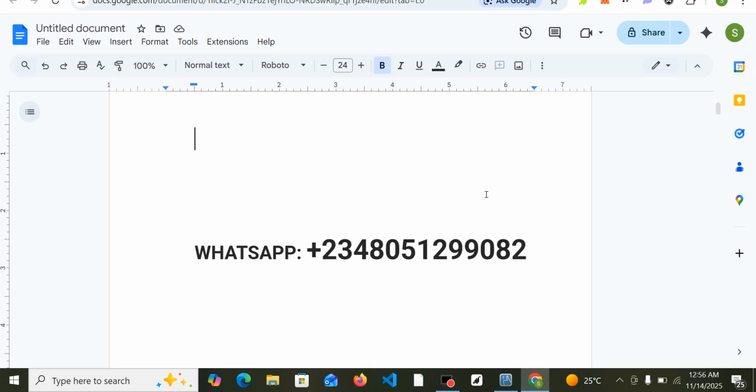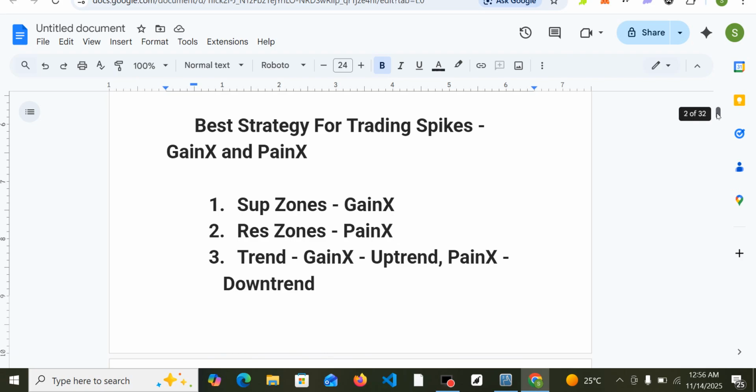Let's go straight into it right away. But first, I'm going to share this with you, because this is very important for you guys to know before you go fully into it. It is called the best strategy for trading spikes. You need to know when to trade the spikes even before you start making attempts to trade it. Like I said, spikes can be traded under GainX assets because there are several assets under GainX, and of course under PainX assets. So this is very, very important.